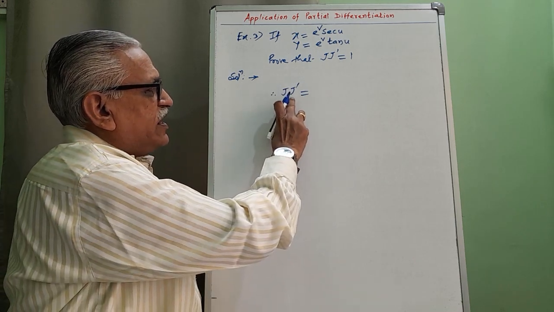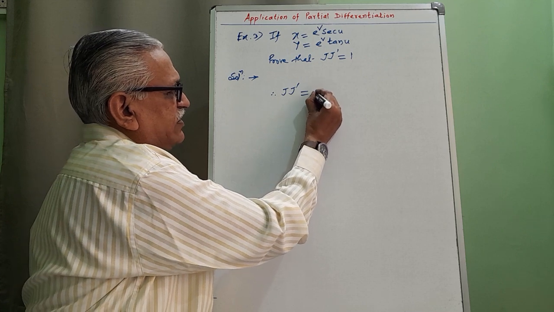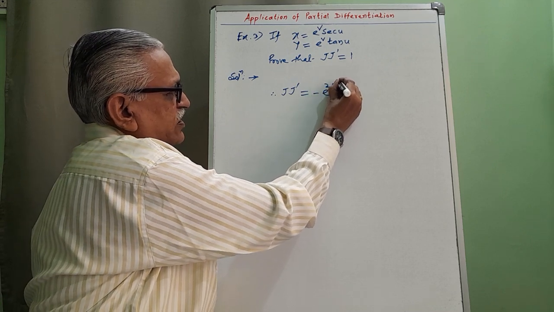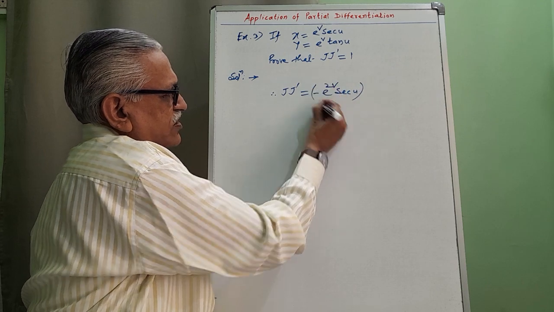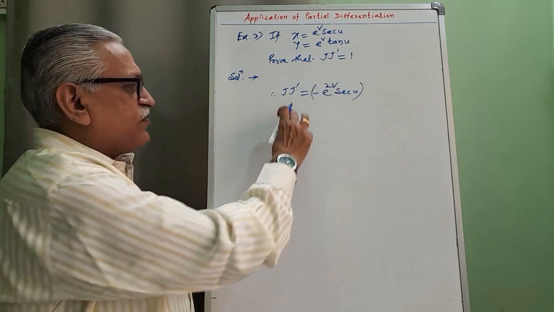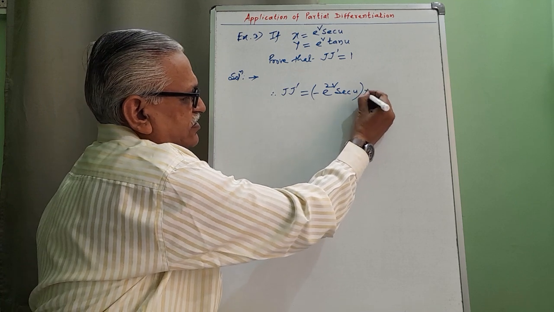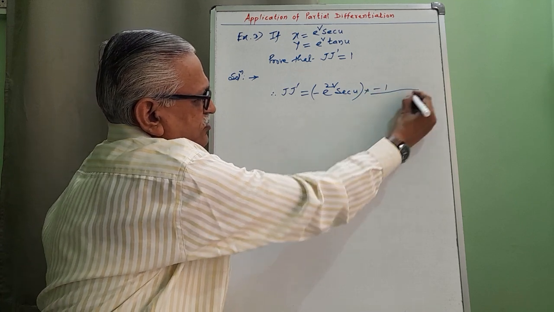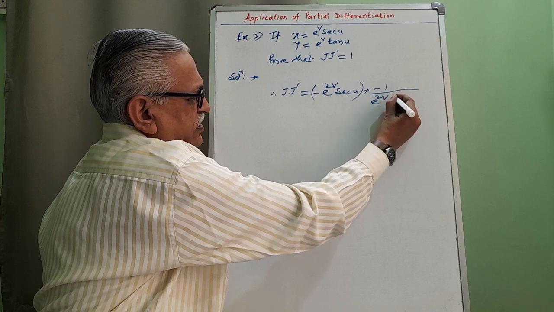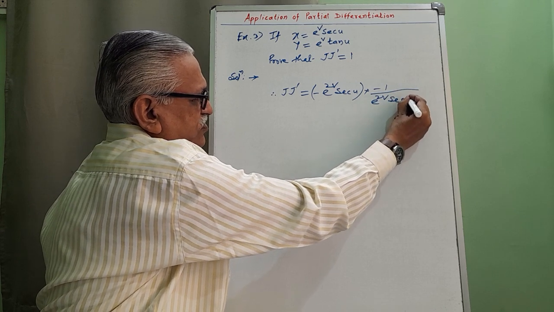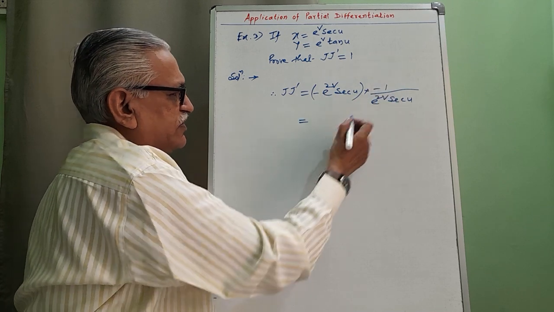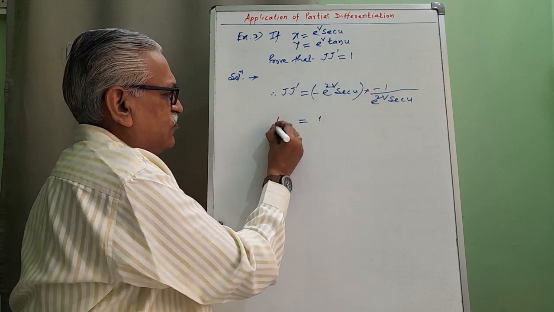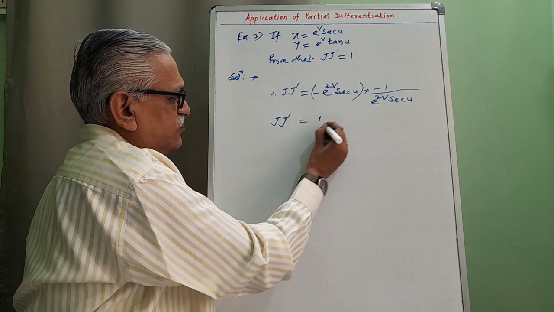Substituting the value of j and j dash, the value of j is minus e raised to 2v into secant u, and just now I have obtained the value of j dash as minus 1 upon e raised to 2v into secant u. These get cancelled, minus minus becomes plus 1. Therefore, we get j into j dash is equal to 1.